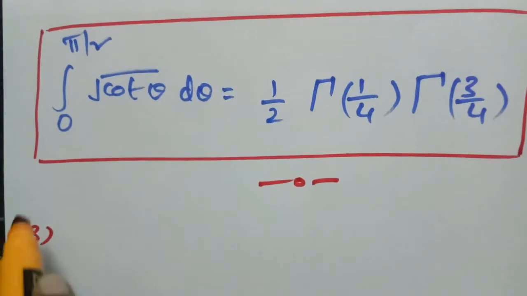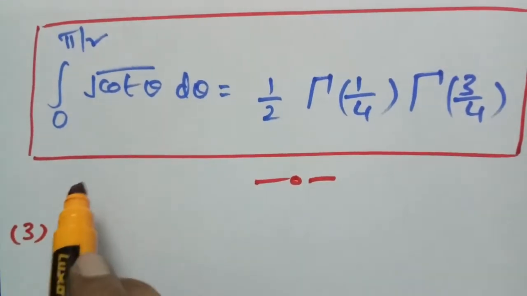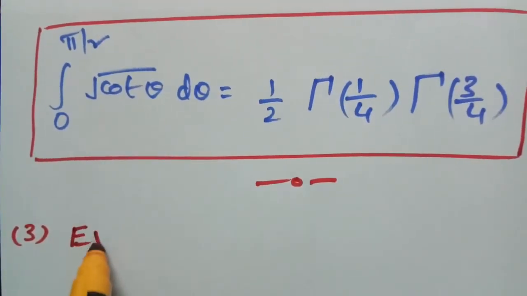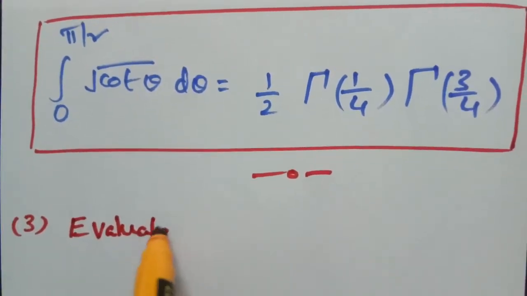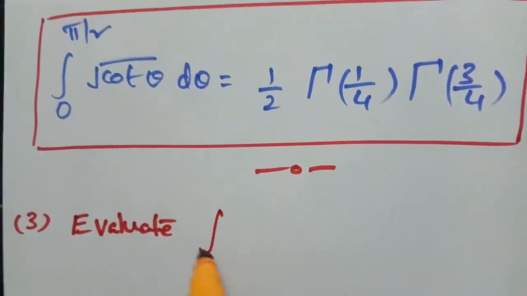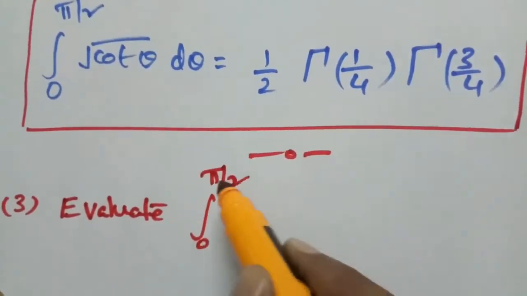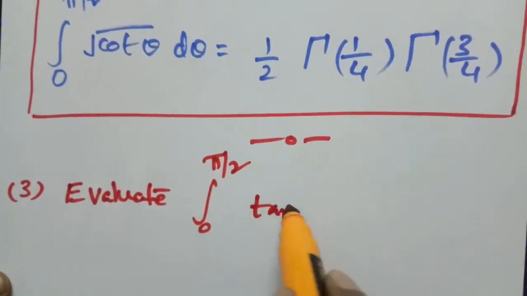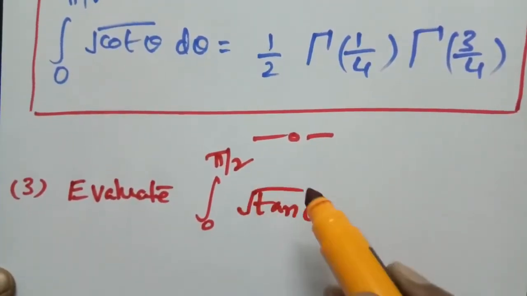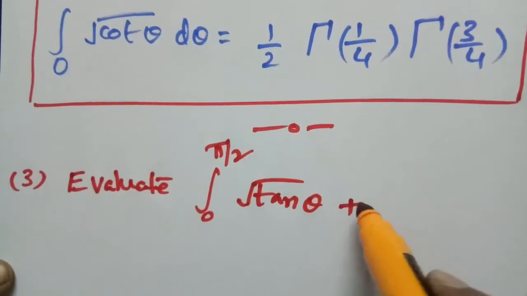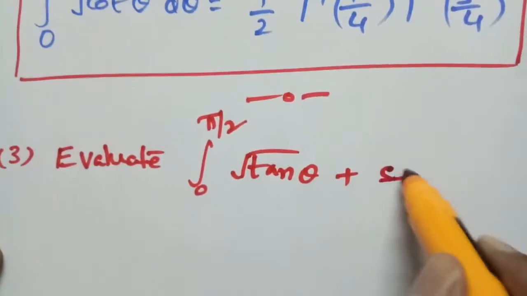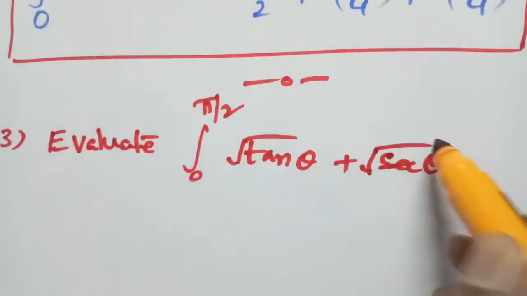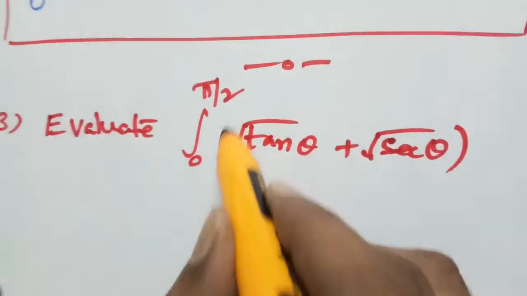Problem number 3. Evaluate the integral from 0 to pi by 2 of square root of tan theta plus square root of secant theta d theta.